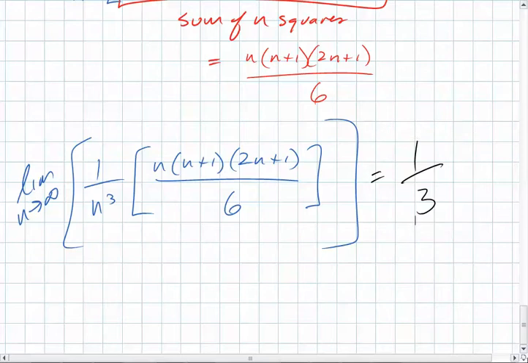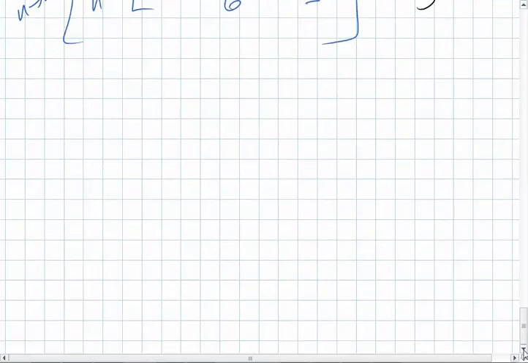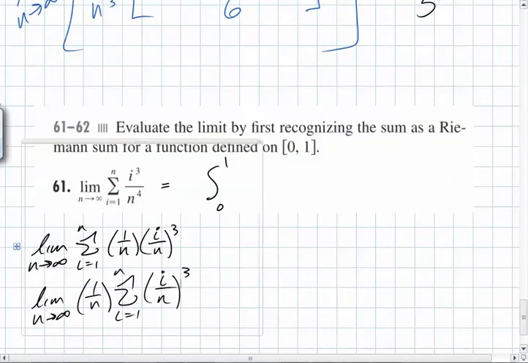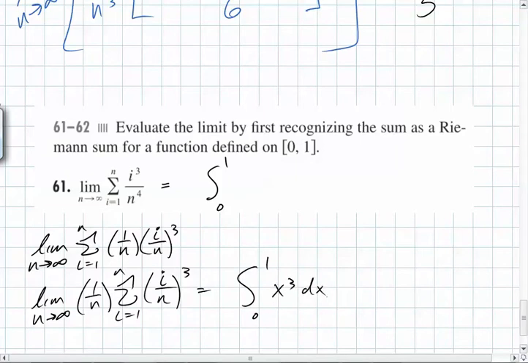So let's get back to Riemann sums. Let's think about this. We know what the width is. What's the function? We know what the base of each one is. It's 1 over n. But what's the function going to be? x cubed. That's all this is. That's just the Riemann sum notation for x cubed from 0 to 1.